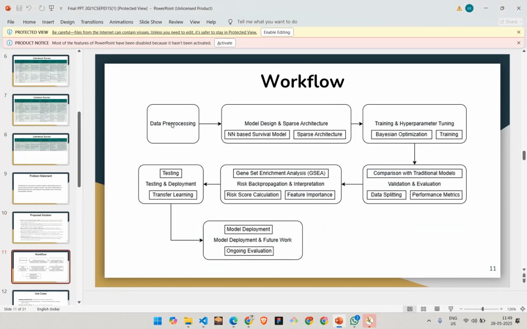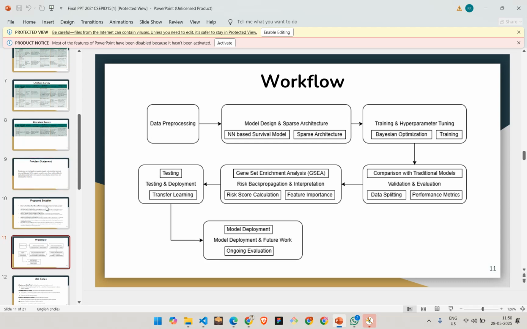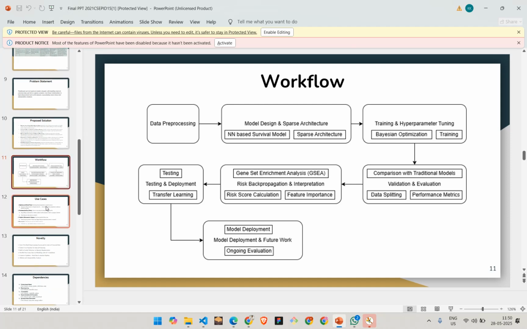So first, we are processing our data, and then based on some architecture, we are modeling it, and then we are training it based on some libraries, and then we are comparing it with some traditional models and validating it. And after that, we are measuring the risk based on some features, and then we are testing it. And after that, the main thing comes, that is to deploy our model, which can be used as an invention in the future. So this is our workflow, this is how our project is working.